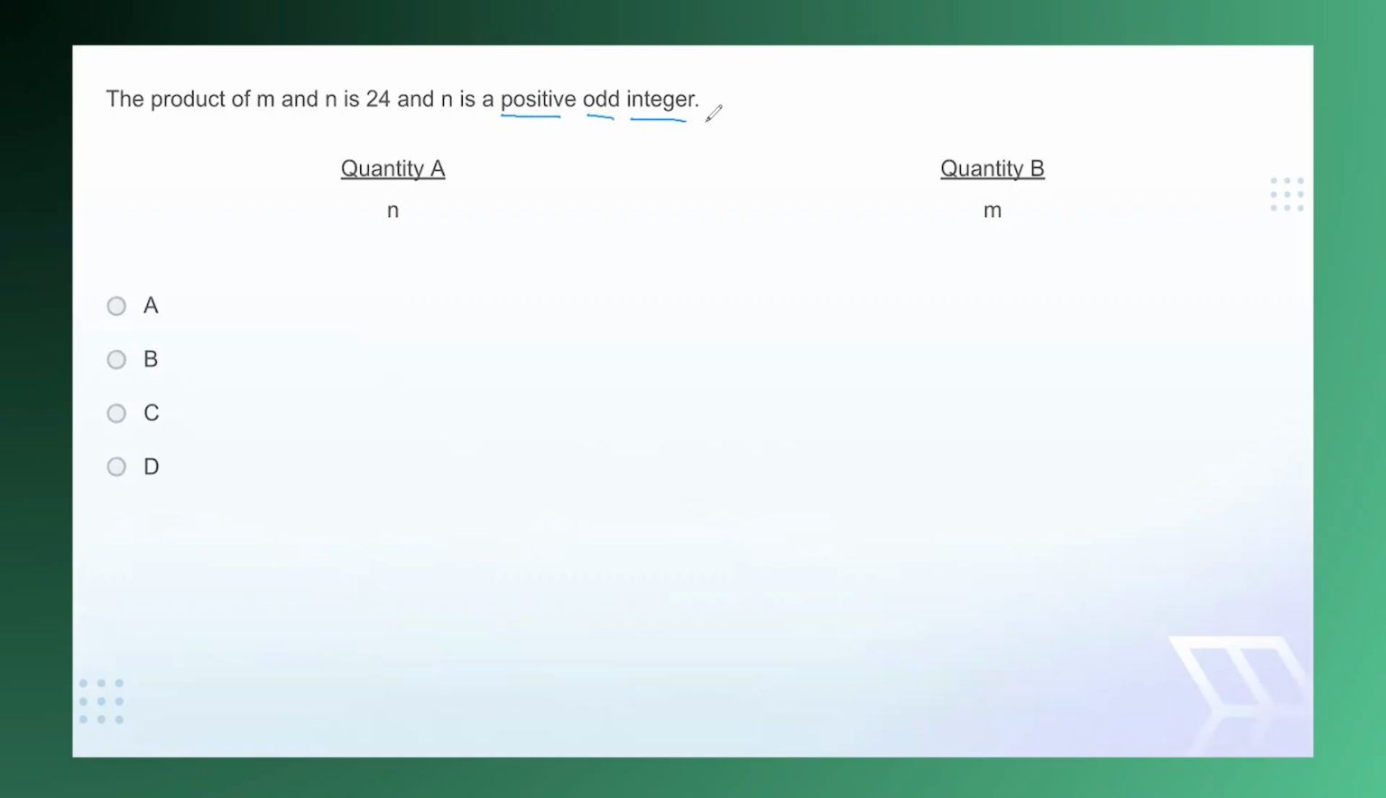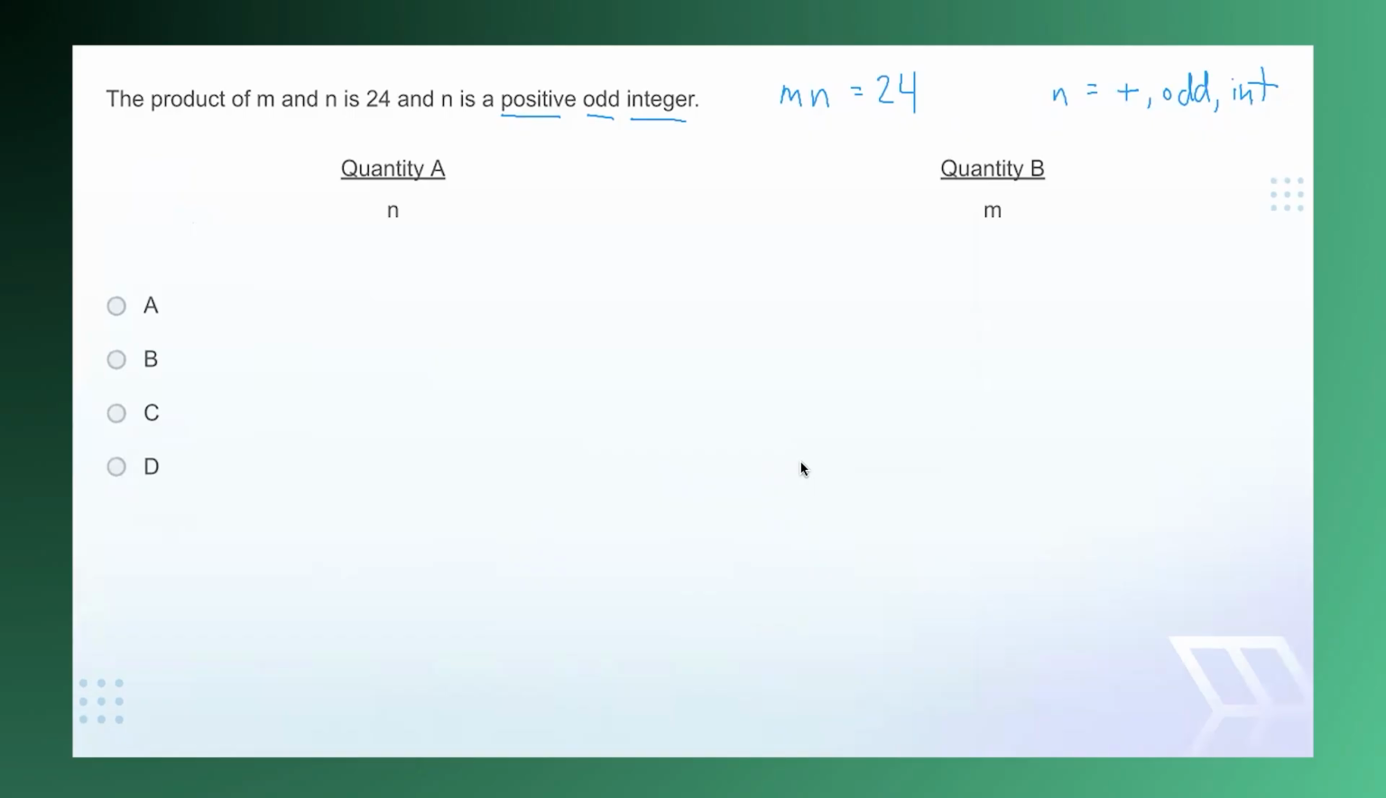All right, digging into our question stem, the product of m and n is 24. Okay, pause here. m times n equals 24. Continuing on, n is a positive odd integer. Okay, so n equals positive odd int.